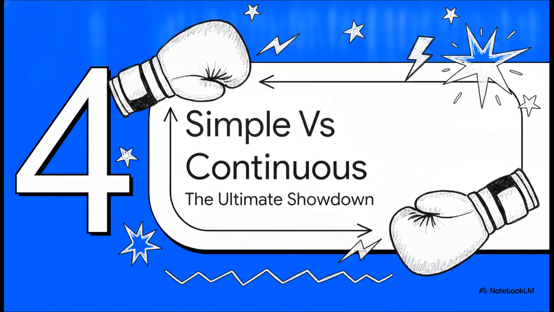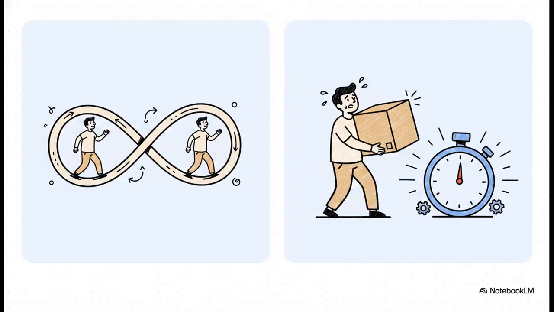Time for the main event, section 4, simple versus continuous. This is the ultimate showdown, bringing back that big question from the very beginning. Let's move to and see how this builds our understanding. On the left, I work represents a permanent habit, a routine, or a general truth. By contrast, look at the right. I am working, using that ing ending, is strictly for temporary situations or actions that are in progress right at this exact second. So ask yourself, are you doing it as a lifestyle or are you doing it right now? That is the ultimate deciding factor.